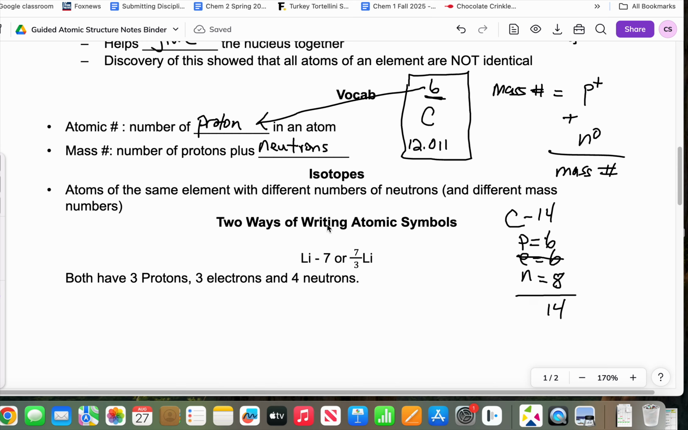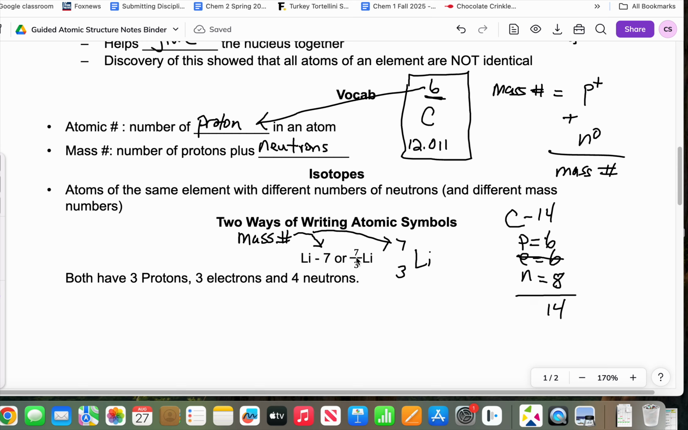All right, there's 2 ways of writing atomic symbols. Now, the way an atom is named is by its mass number. Atoms are named by the mass number. So that 7 in this example represents the mass number. Sometimes it's written like this, 3, 7. That's a different way of writing it, but that top number is also the mass number. So there's 2 ways of writing it.